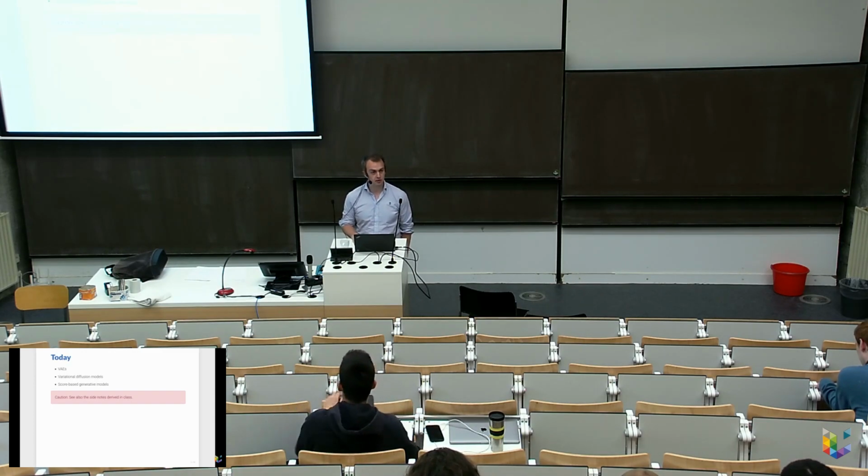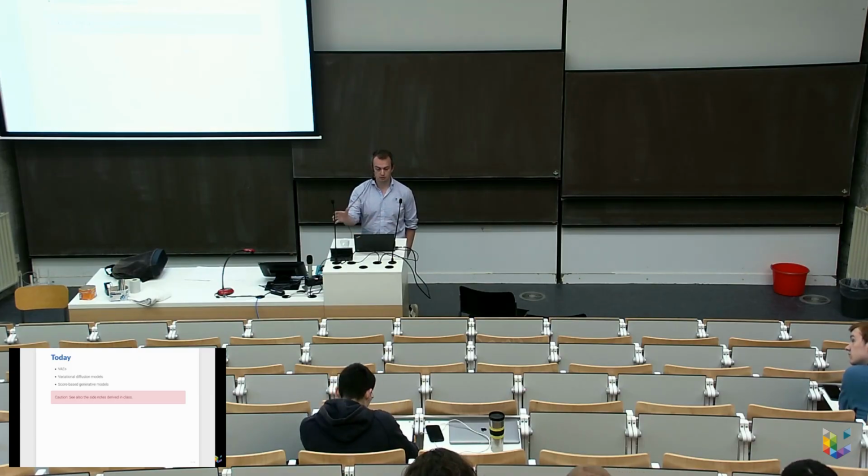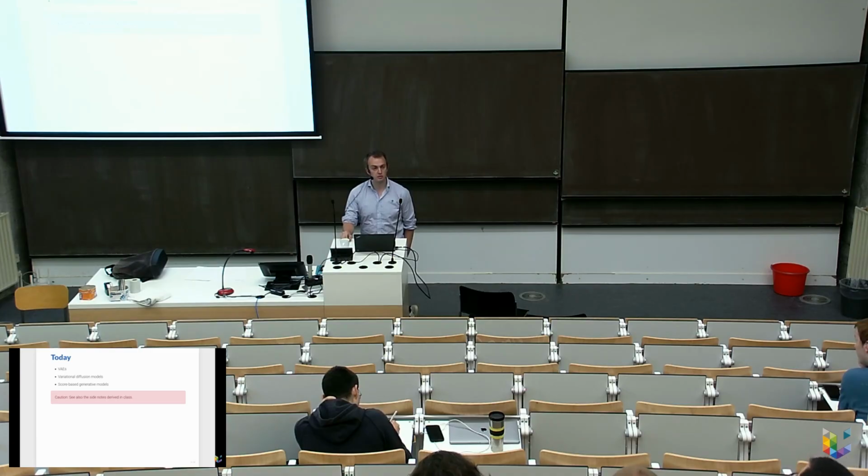I will do a quick recap on VAEs, which we covered last time. And then I will tell you how we can derive diffusion models from VAEs by extending the architecture, adding several layers to the architecture of the VAE. This is what we'll cover in the second part, about variational diffusion models.